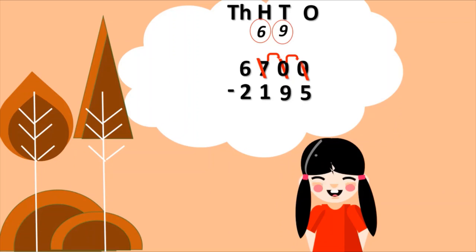Now it becomes simple. We can deduct 5 from 10 and the answer we get is 5. 9 minus 9 we get 0. 6 minus 1 we get 5. And 6 minus 2 we get 4. Now we come to the word problems.